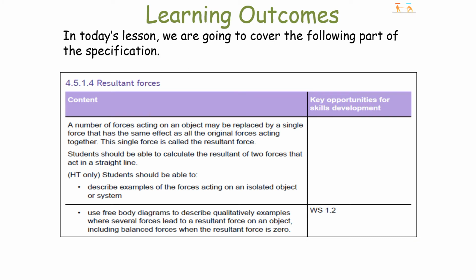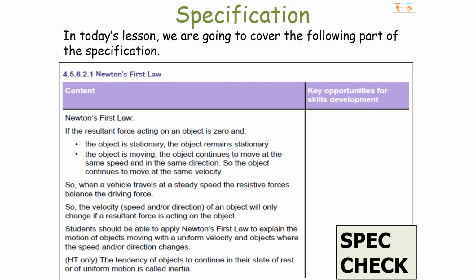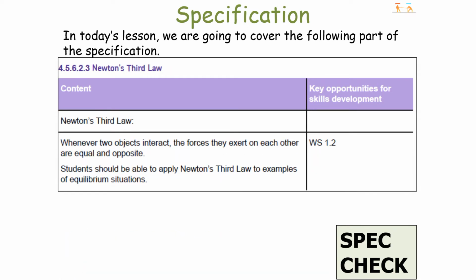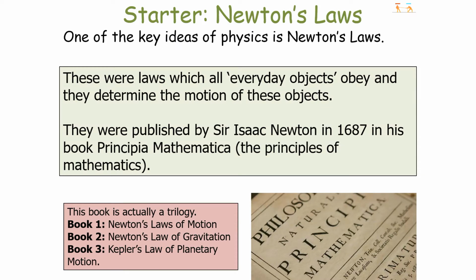So in today's lesson we're going to be covering the following part of the GCSE Combined Science Specification: 4.5.1.4 Resultant Forces, 4.5.6.2.1 Newton's First Law of Motion, 4.5.6.2.2 Newton's Second Law, and finally 4.5.6.2.3 Newton's Third Law.